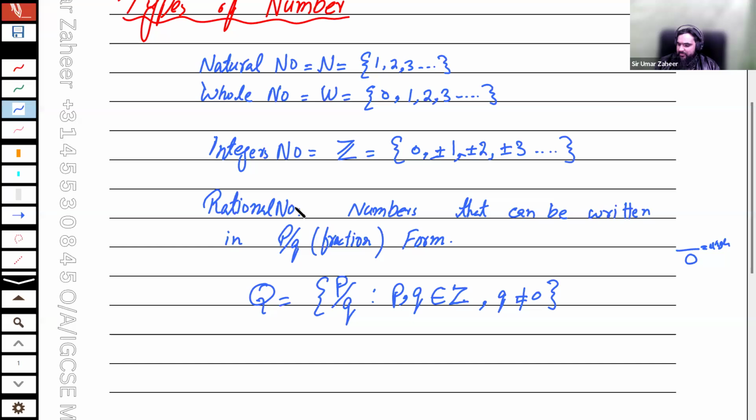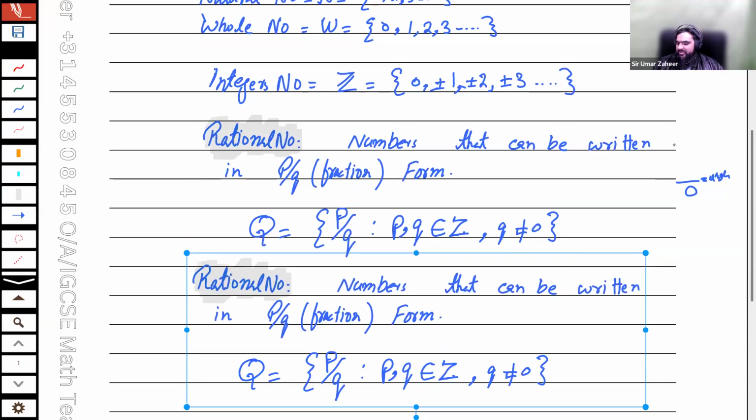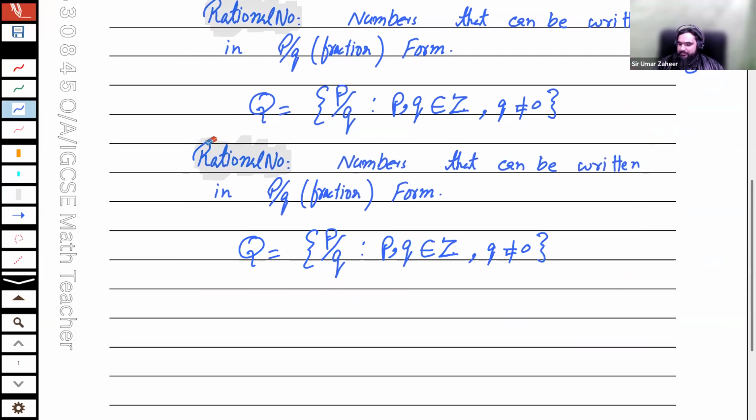Yes, everyone, is it clear what rational numbers are? All those numbers that can be written in the form of a fraction are rational numbers. On the other hand, if I talk about the irrational numbers, these are the numbers that cannot be written in the form of P over Q. These are known as, I just make a cross on it, okay? Cross means you are not able to write the number into fractional form.